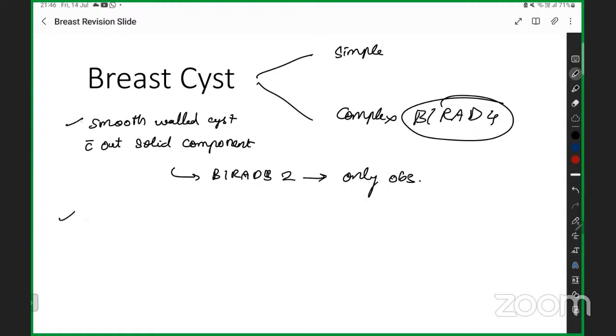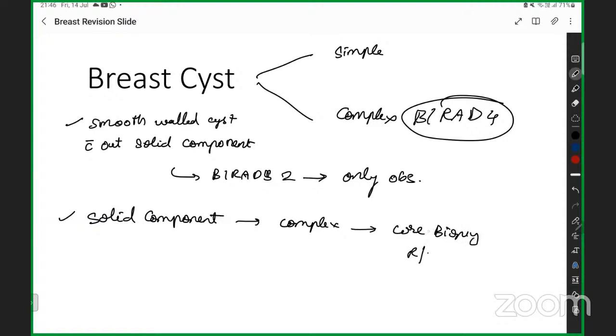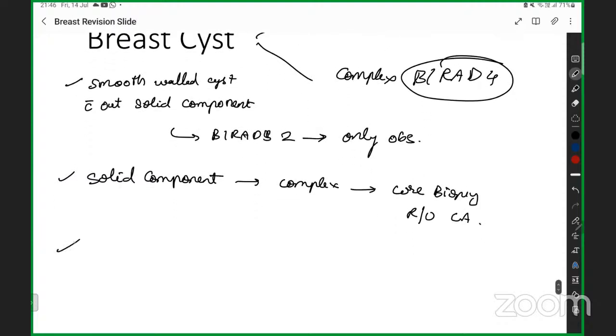If there is a solid component, then it is going to be a complex cyst. If you term it a complex cyst, you need to do a core biopsy. Why are you doing a core biopsy? To rule out carcinoma.